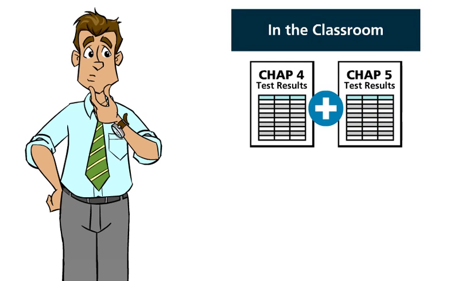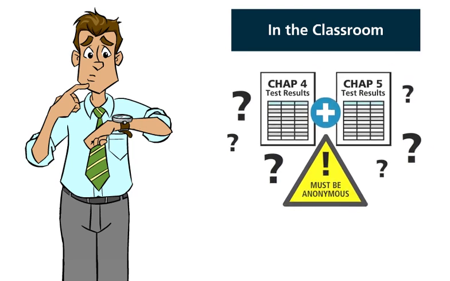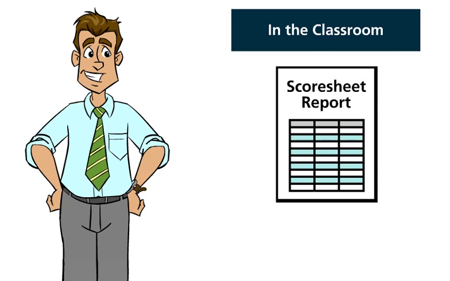You also want to include the grades students received on the Chapter 4 test so that they can compare their performance. How can you put together an anonymous printout that includes students' grades on both tests without spending a lot of time on it? The answer is to use the Scoresheet report. Let's see how it works.